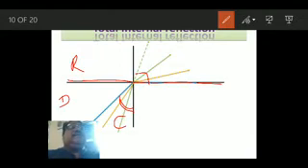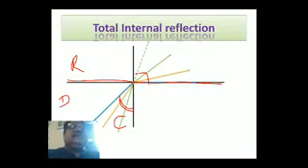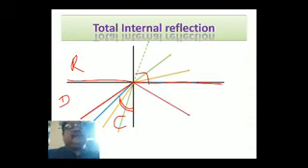Now, if the angle of incidence is increased beyond critical angle in the denser medium, then the ray of light will not be refracted, rather it will be reflected back to the same medium. See here. This phenomenon of light is called total internal reflection. So the ray of light will be totally internally reflected.